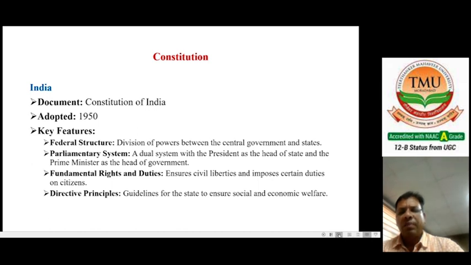A dual system with the president as the head of the state and prime minister as the head of the government. That means here is a parliamentary system of government, and parliament is more important compared to the president's post. Fundamental rights and duty ensure civil liberty and impose certain duty on the citizens. This is also an important part. Directive principles, guidelines for the states to ensure social and economic welfare. This is very important.